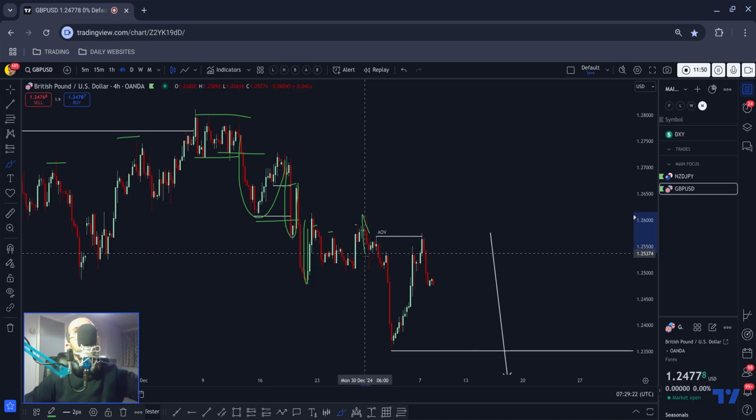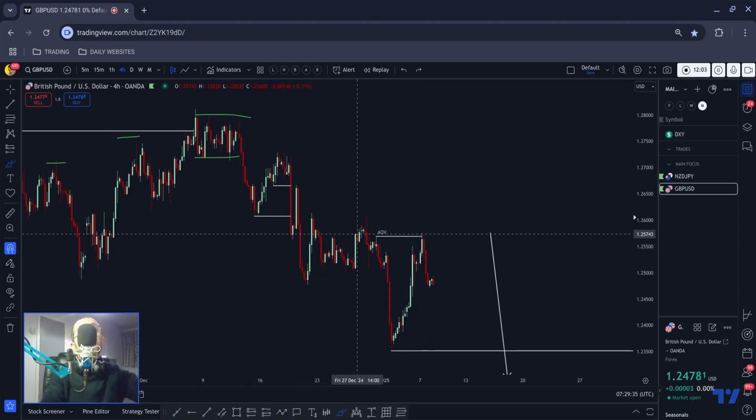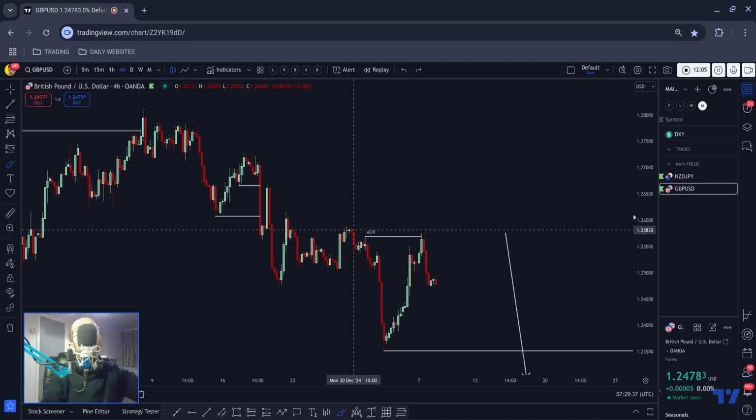Then we wick above, move to the downside, leave a footprint. We get this V shape. What do? We near miss to it, tap in, impulse to the downside. So now I'm looking for a correction afterwards, which will enable me to get short.